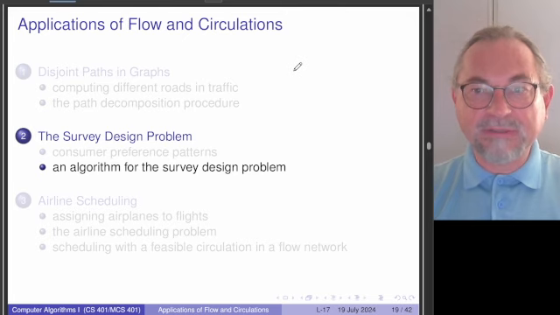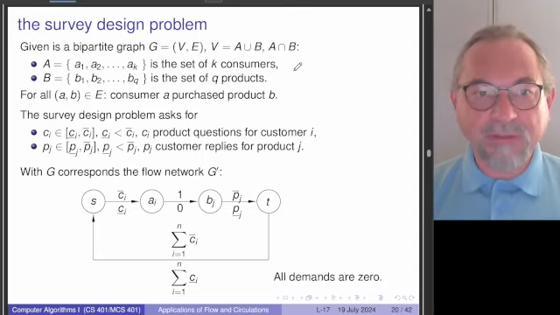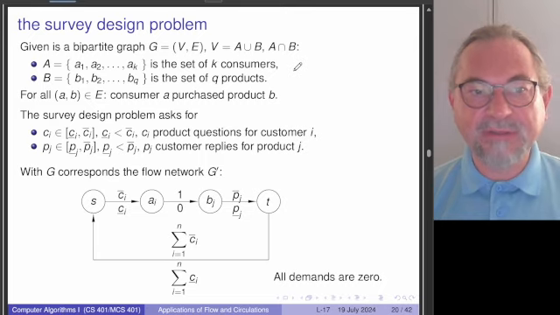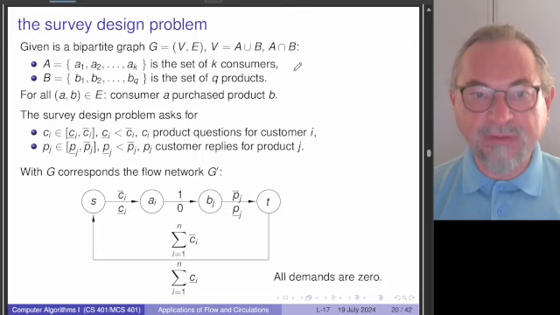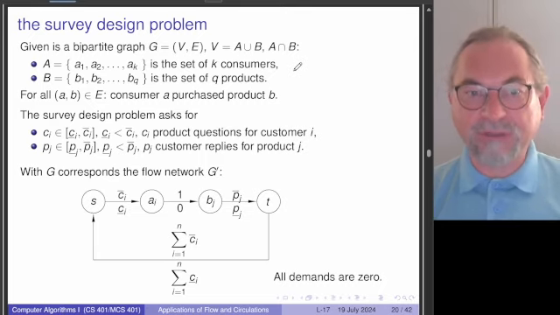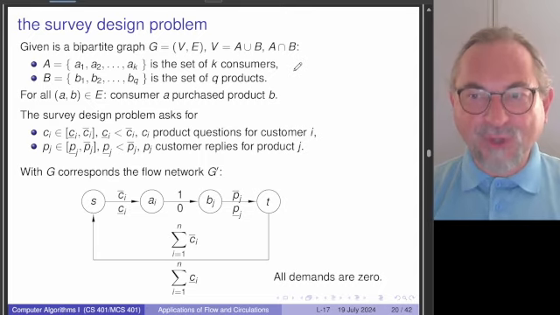Let's now consider the algorithm for the survey design problem. We are given a bipartite graph, and the lower and the upper bounds on the questions for the consumers, and also the customer replies on each product. And we define a new graph, which is now a flow network G prime. In the terminology of the previous lecture, where we worked with supply and demand, here all the demands are 0.